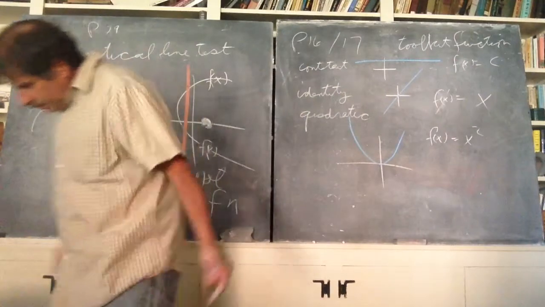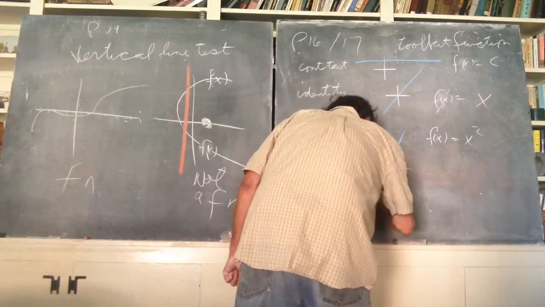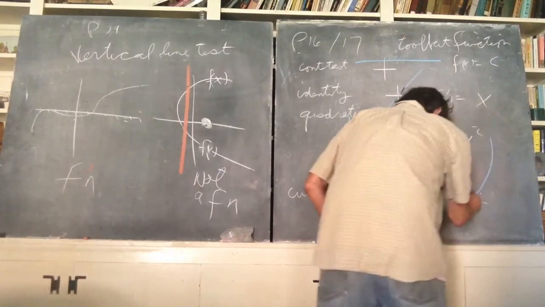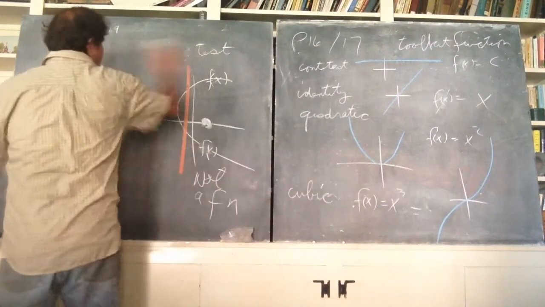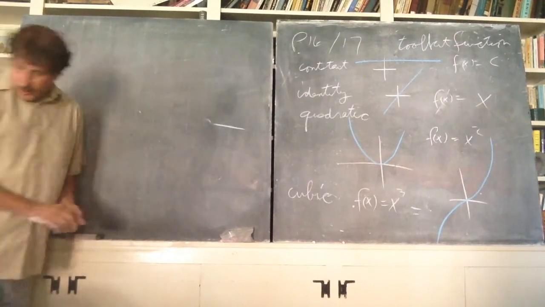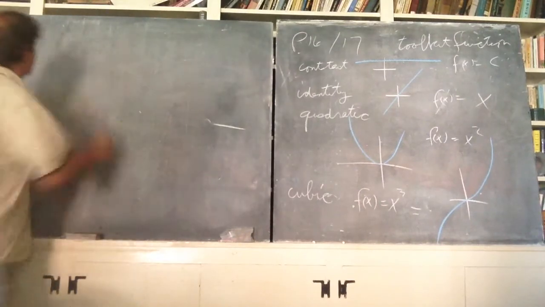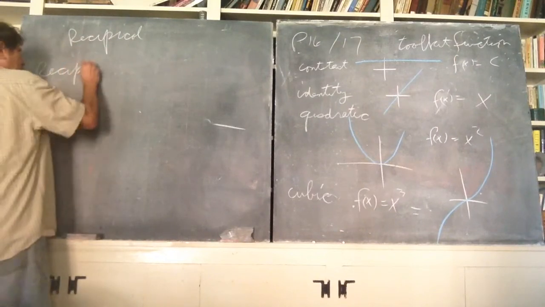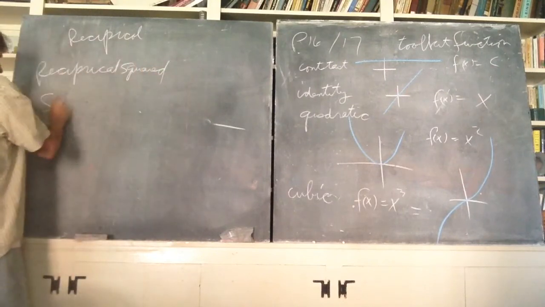Well, let's go in order. The cubic function is f of x equals x cubed, and that looks like this. A few more, and then we're finished. This is going a little longer than I had hoped. Let me write them all: reciprocal, reciprocal squared, square root, cube root.